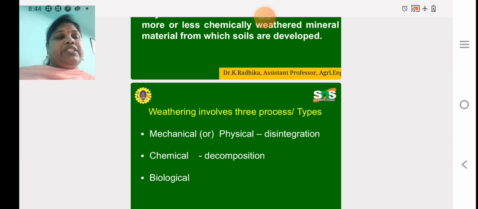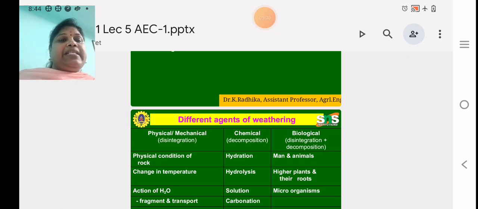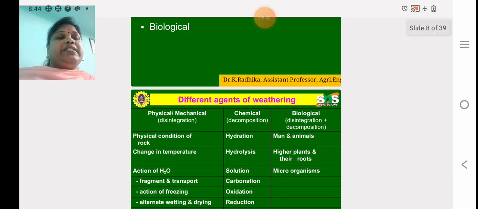Then finally biological weathering. In the next class we will see the different agents of weathering.